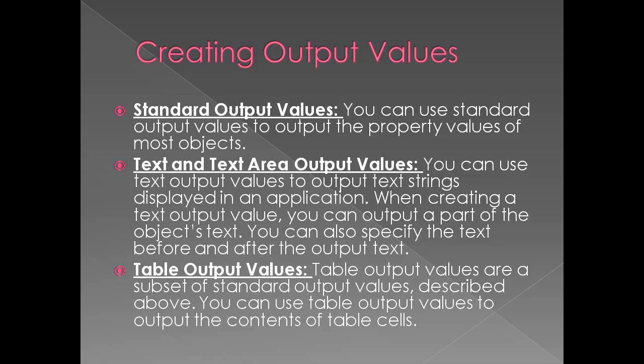Table output values. Table output values are a subset of standard output values, described above. You can use table output values to output the contents of table cells. For some types of tables, you can specify a row range from which to choose the table cells. During the run session, Quick Test retrieves the current data from the specified table cells according to the settings that you specified and outputs the values to the data table.